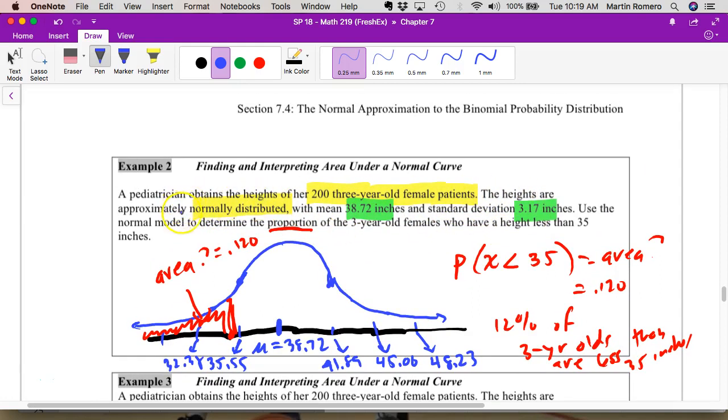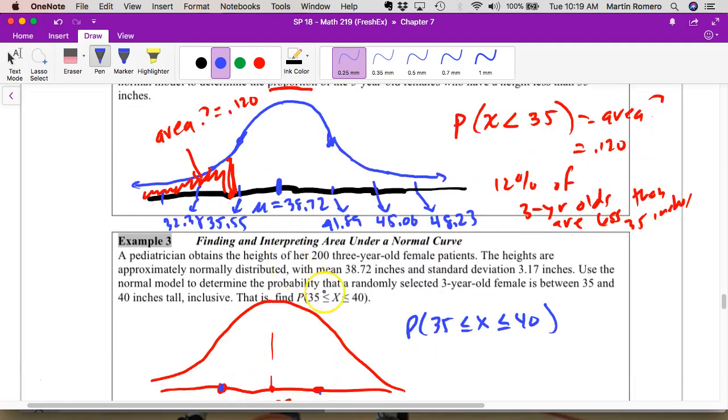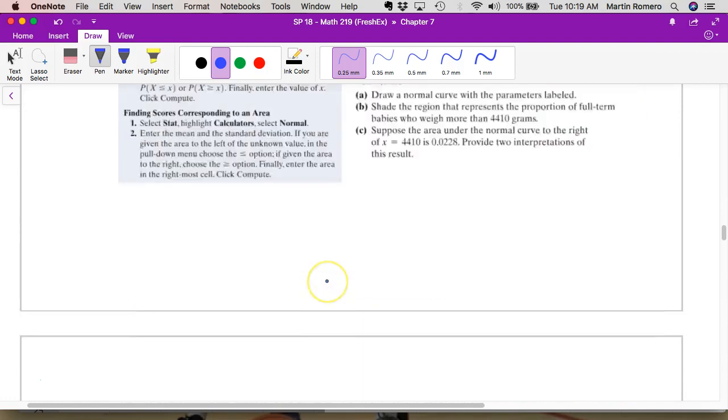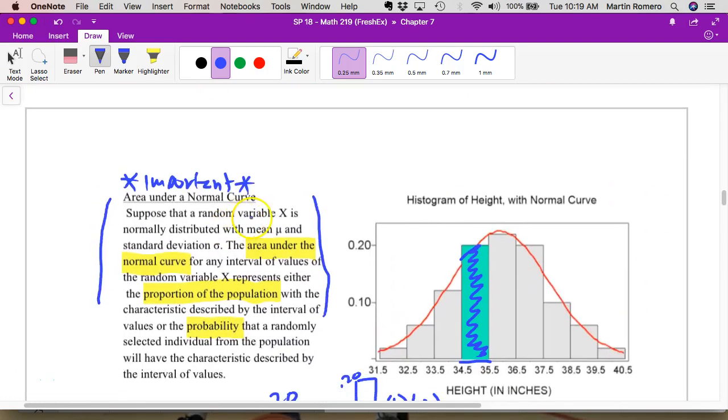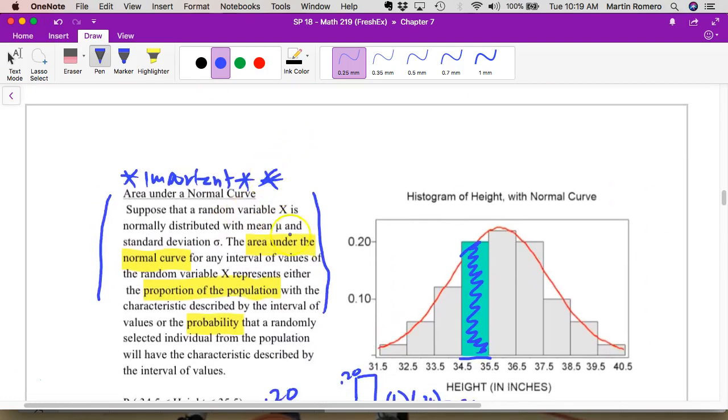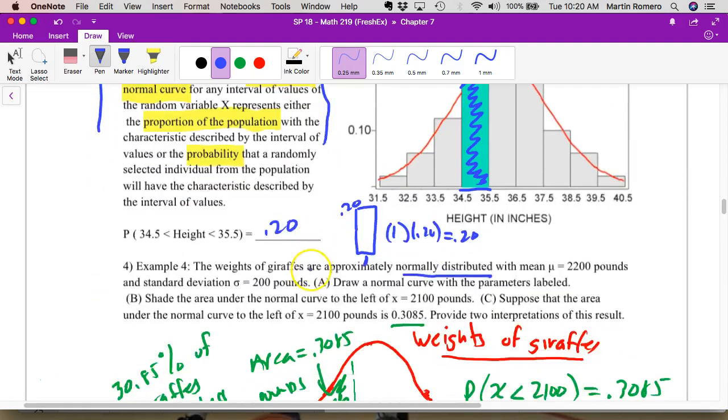The heights, where is it? Oh, right there. What proportion? Here we're using the probability, and that came back to the previous lecture where I said, important, understand this. Area underneath the curve represents the proportion or a probability problem.